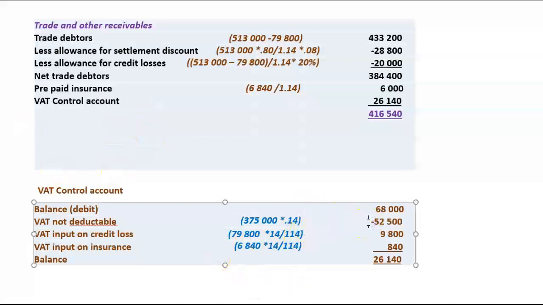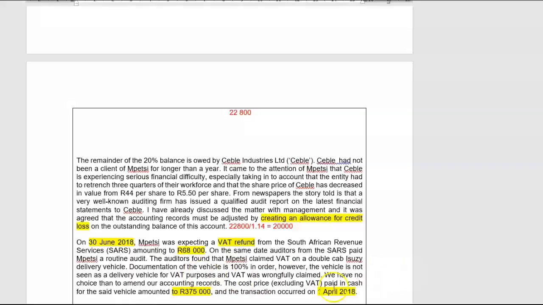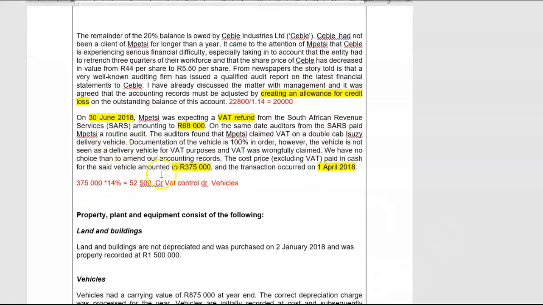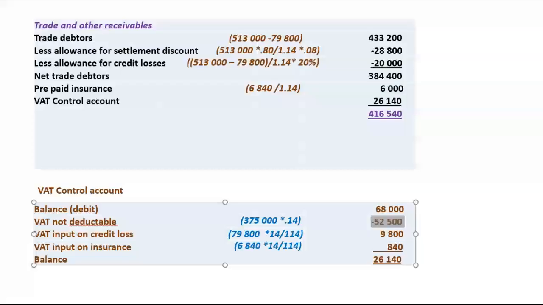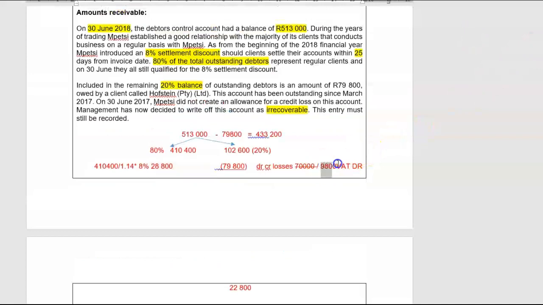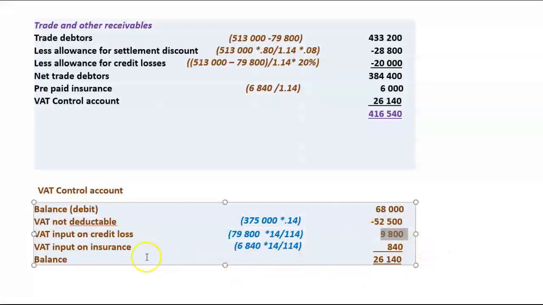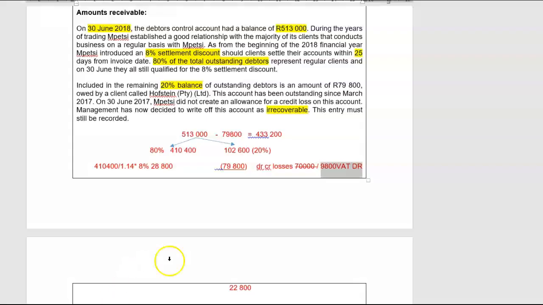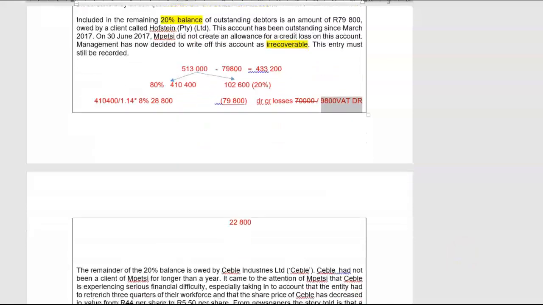The VAT that we were not supposed to claim was the VAT on that vehicle, being the total amount of 52,500. Then on the credit losses that we've written off, we can claim now 9,800 Rand worth of VAT. So it was that entry that we had passed there, so that we can also update our VAT control account. Right, now let's continue then with the question.